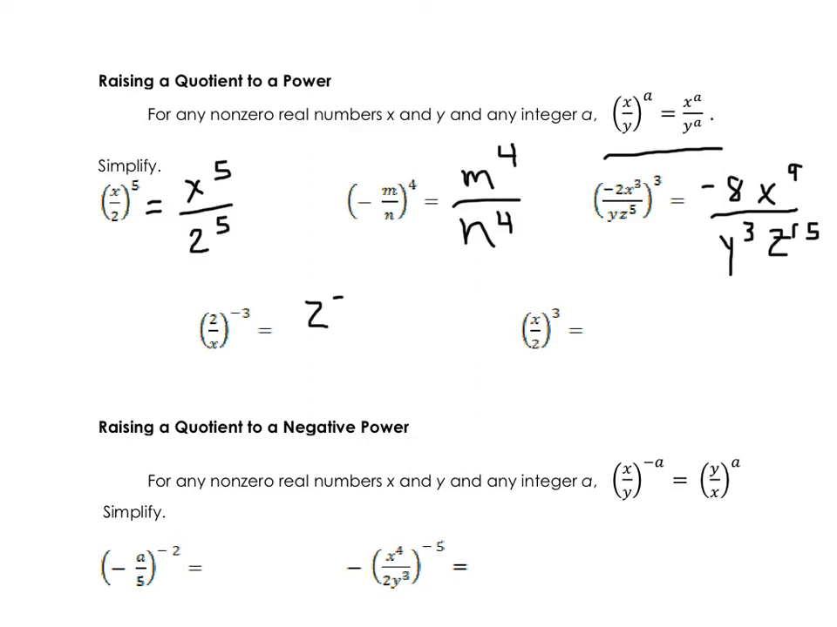What's going to happen if we have 2 over x to the negative 3rd power? Well, using our quotient rule, we'll have 2 to the negative 3 over x to the negative 3. Negative exponents indicate location, so let's make that x to the positive 3 over 2 to the positive 3. Look, what did that negative exponent do to the fraction? It flipped that fraction. If you take x over 2 to the 3rd, you get x to the 3rd over 2 to the 3rd. So the negative exponent flipped the fraction.